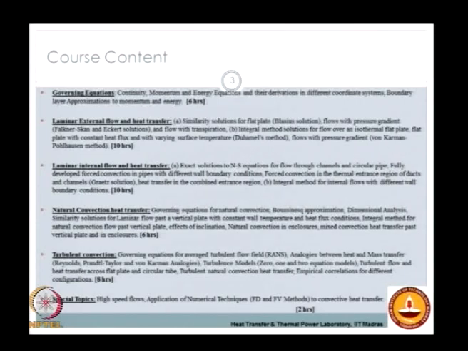So these two topics will take about 14 hours, and as a special topic we can look at high speed flows, which could be covered with the laminar external flow and heat transfer. And as I said, there will be a project involving the application of numerical techniques, so it could be either the finite difference method or finite volume methods, applied to a problem in convective heat transfer.